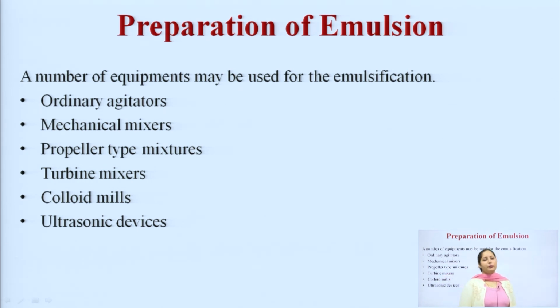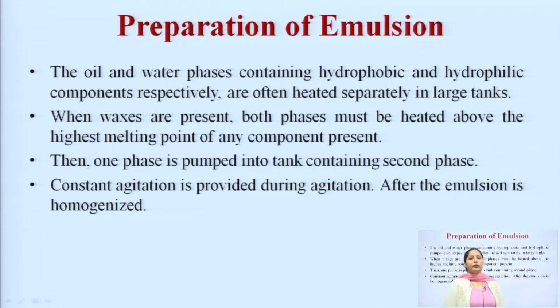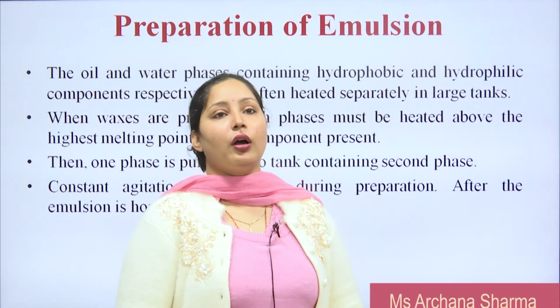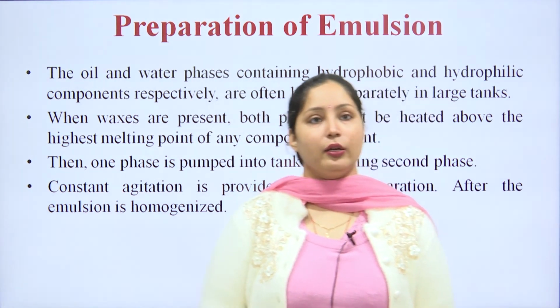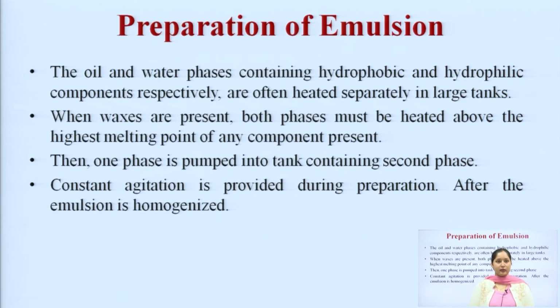Various equipment is employed in the process of making emulsions, such as ordinary agitators, mechanical mixers, propeller type mixers, turbine mixers, colloidal mills, and ultrasonic devices. In this, the oil and water phases, containing hydrophobic and hydrophilic components respectively, are often heated separately in large tanks. When waxes are present, both phases must be heated above the highest melting point of any component present. Then one phase is pumped into tanks containing the second phase. Constant agitation is provided during preparation. After that, the emulsion is homogenized.